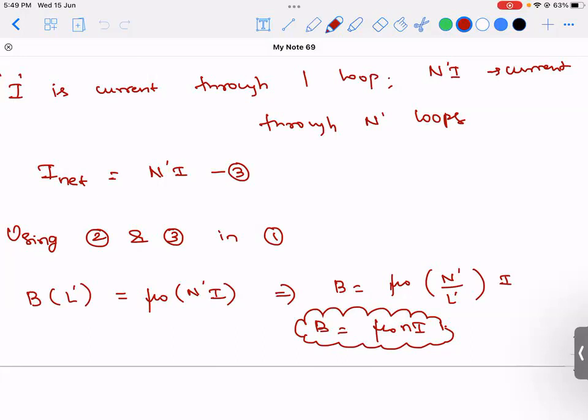And make an important note at the end. This is the value of magnetic field at the center of the solenoid. B is equal to mu naught into small n into I is the magnetic field at the center of the solenoid. Yes. Exactly that.